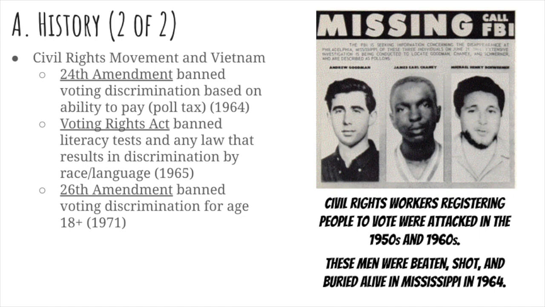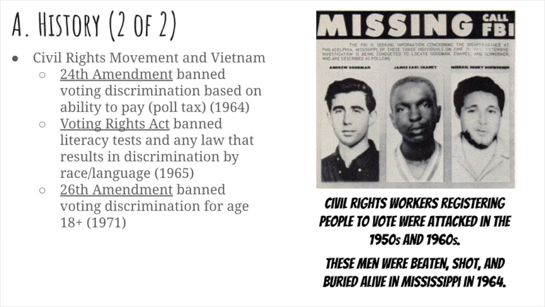And then the 26th Amendment banned voting discrimination for age. That's important because during the Vietnam War, young men were going to fight and die. Yet they couldn't vote for the politicians that were sending them to war. So a major movement here is to allow 18-year-olds who are eligible for military service to be able to have a say in the leaders who might send them to war.